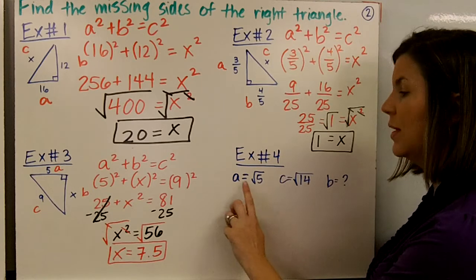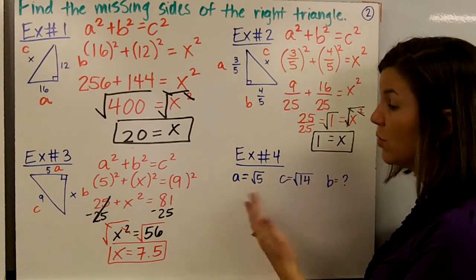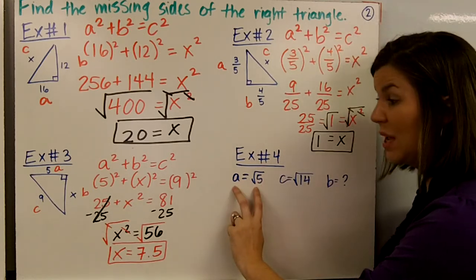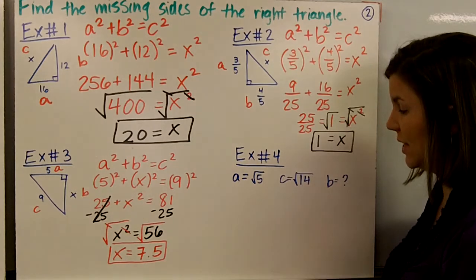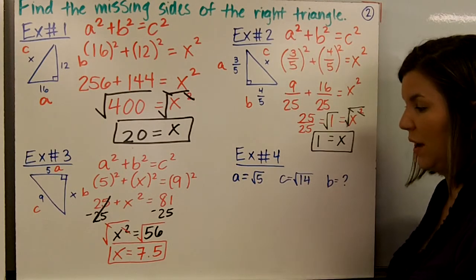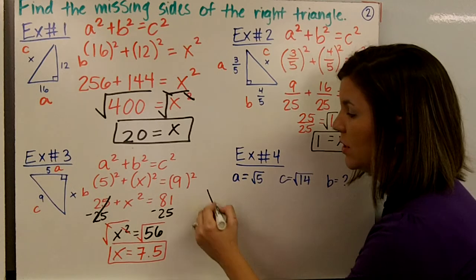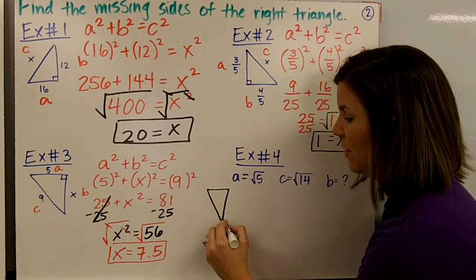Example number 4. Here I don't have a triangle drawn. You could draw one if you want. A is the square root of 5 and C is the square root of 14. We want to find B. I'm going to draw this just so you have something to reference.